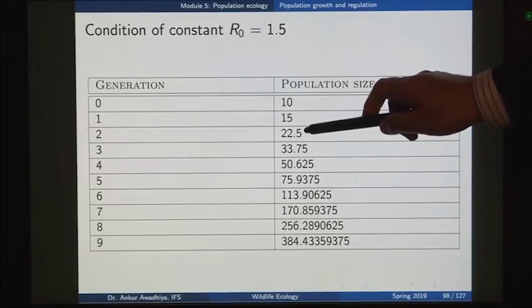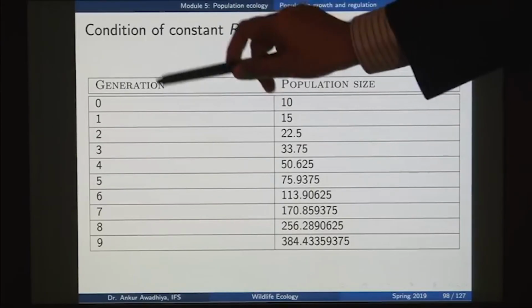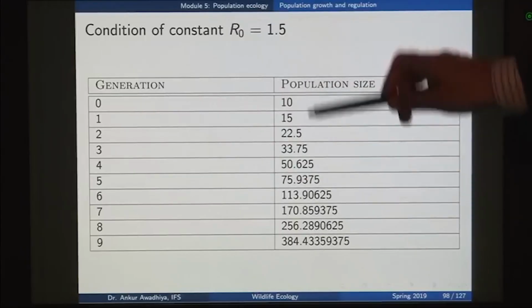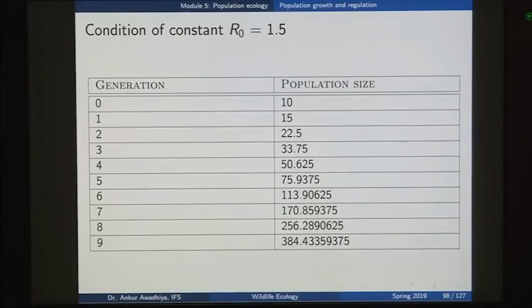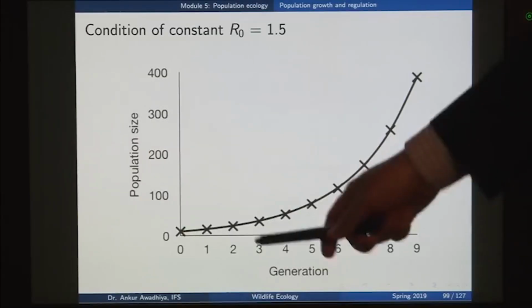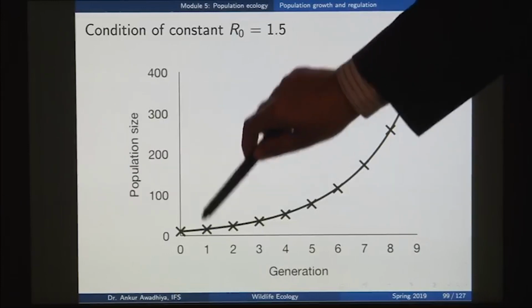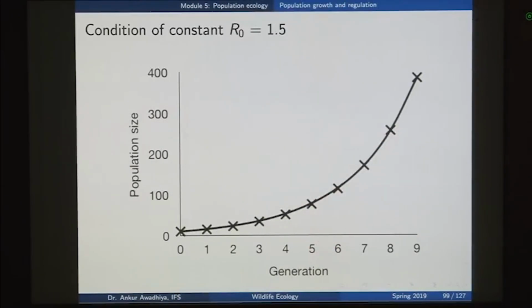In the next generation it will be 22.5 into 1.5 is 33.75, and so we see that in the 9th generation we have moved from 10 individuals to 384 individuals, or in other words what we are observing is an exponential rise of the population. So, here we are looking at the generation time, and here we are looking at the population size. So, we moved from 10 individuals to around 400 individuals in a very short period of time.